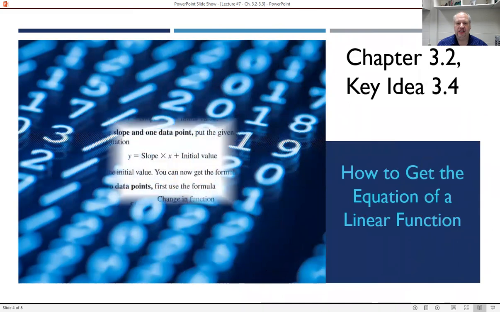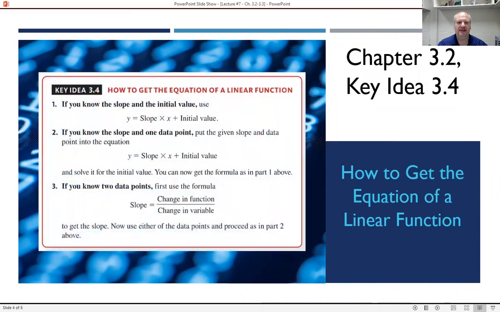So how do we get the equation of a linear function? Well, usually what will happen is they'll give you a couple of things and one thing will be missing, and then you'll have to go figure out what that one thing is. And then after you do that, put them carefully into the template, into the structure of y equals mx plus b. There are other important formulas that come into play that you might be able to use.